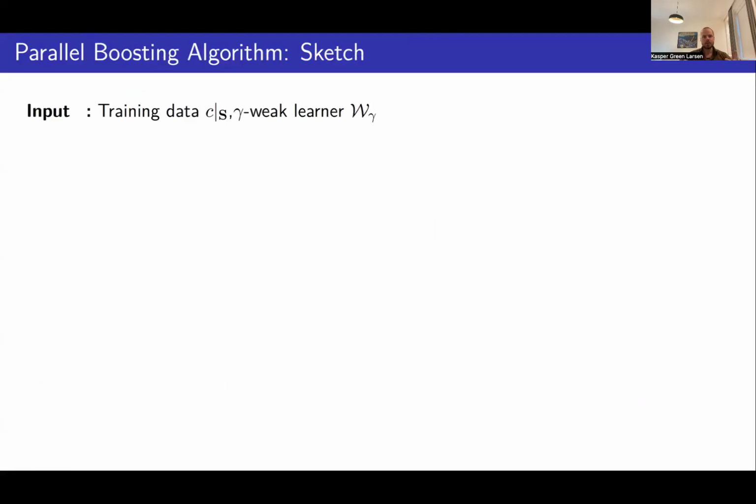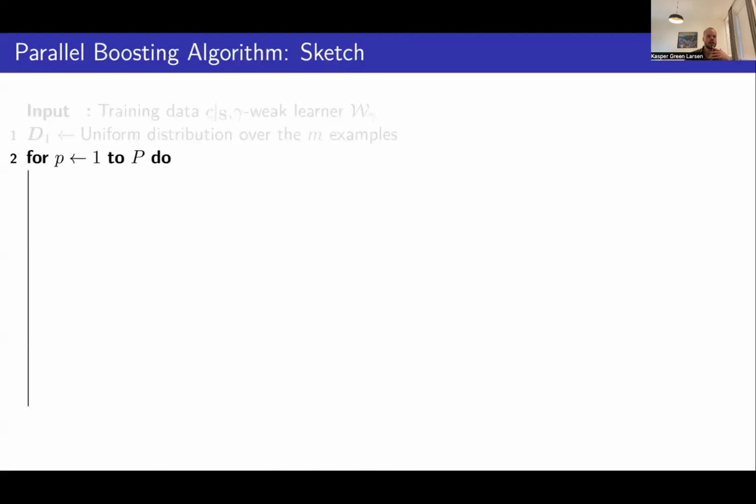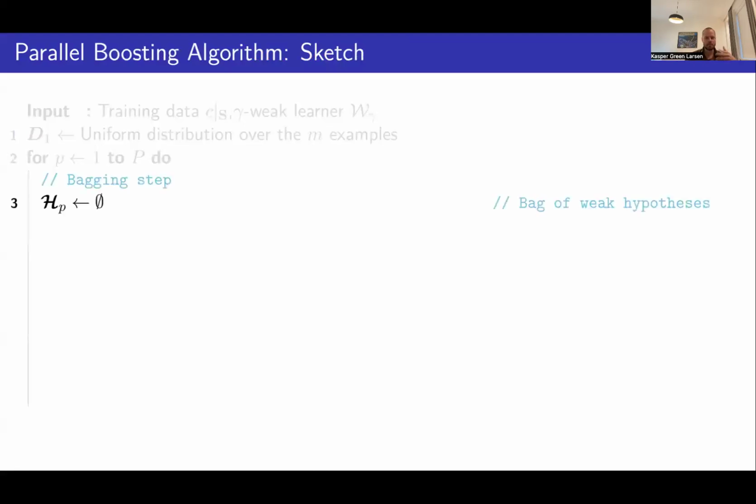So the main algorithm now, with this in mind, our algorithmic sketch is as follows. We get our training data set in, I have my weak learner, and we start with a uniform distribution over the training samples like AdaBoost does. And now we're going to do these P rounds. And in every round, we're going to do this kind of bagging step.